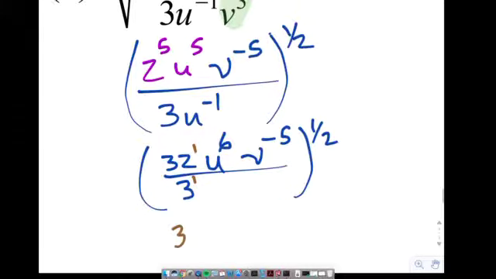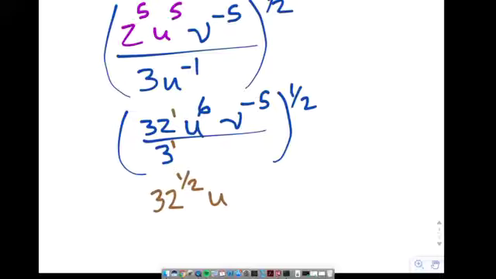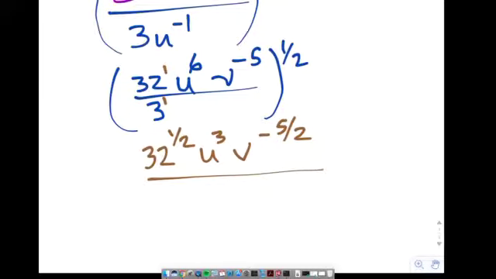u to the what power? If you could simplify it, that's fine. 6 times 1/2 is 6 halves, or 3. Yeah, you could do that. And then v to the negative 5 halves. And then don't forget the 3 in the bottom. If 32 thirds divided out, then I would go ahead and do that, but it doesn't, so now it's just 3 to the 1/2 power.